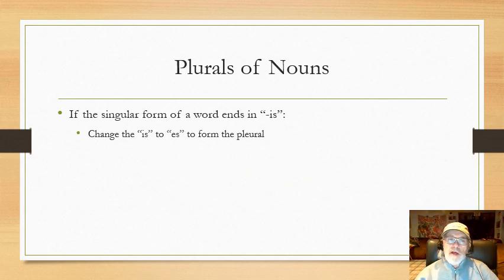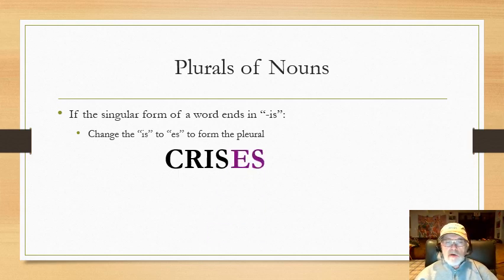If the singular form of the noun ends in an IS, all you do is change the IS to an ES. IS to ES. Let's look at what we're talking about. Crisis. So crisis would be a singular noun. Change that IS to ES, crises. So I've gone from crisis as a singular to crises as a plural. So piece of cake, easy. Not much of a problem there. Crisis to crises. When a noun ends in an IS, change the IS to an ES.